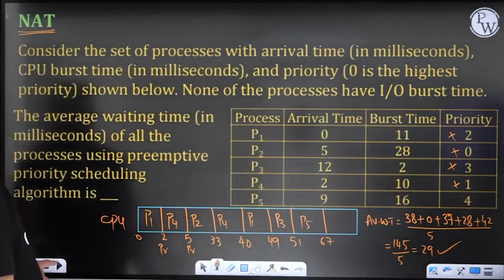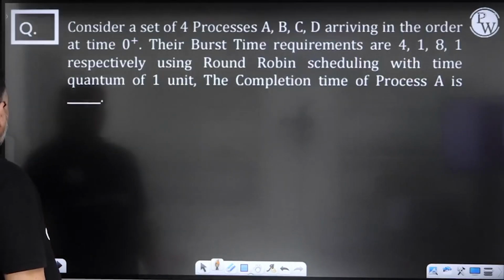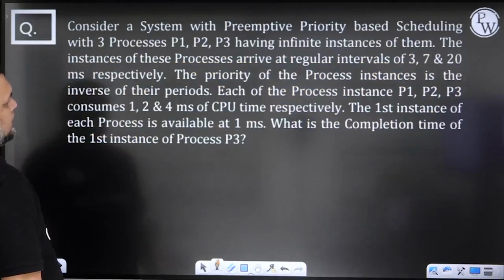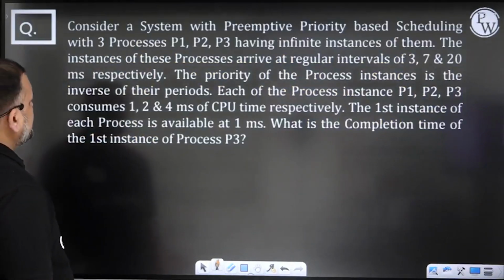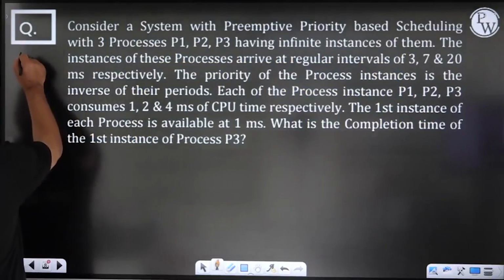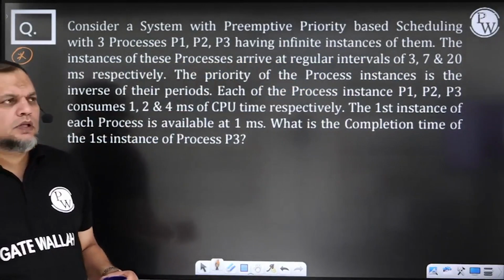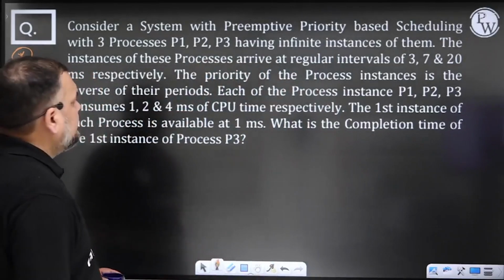So I'll take the most important problem, the star problem of priority based scheduling, which I really like very much. This is one of the star problems of previous PYQ, previous GATE questions. Let's try reading the question first.